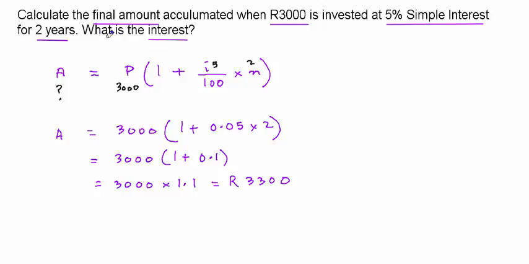And there's another question to answer. What is the interest? Now, what's the interest? The interest is the extra amount that you earn. So you can simply say the interest is equal to the final amount accumulated, that's A, we already have that, minus the initial amount invested. So that's going to be 3,300 minus 3,000 Rand, and that is 300 Rand.